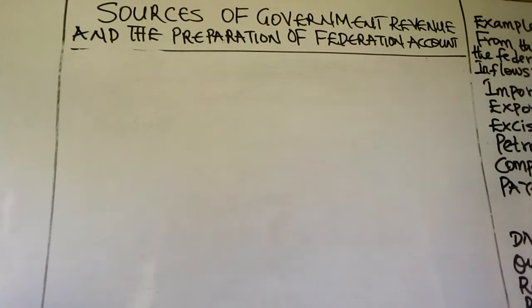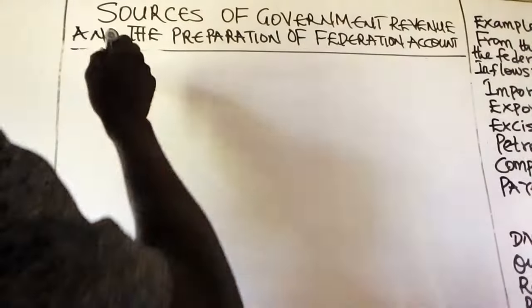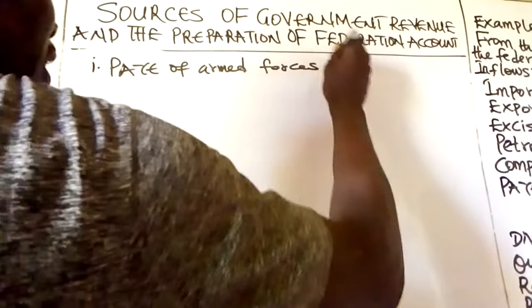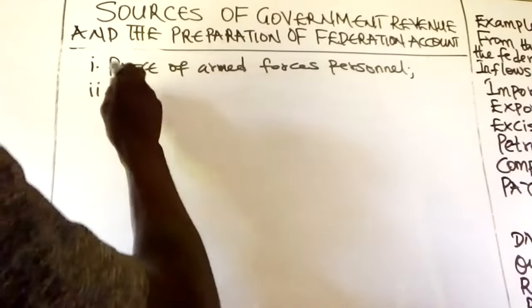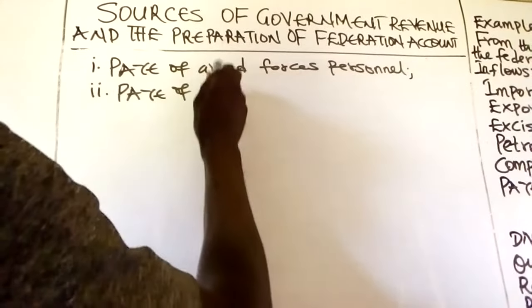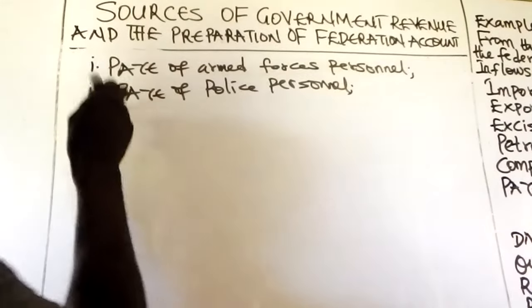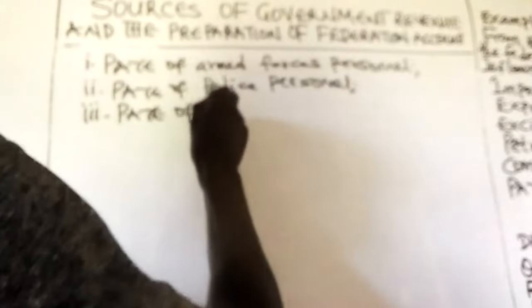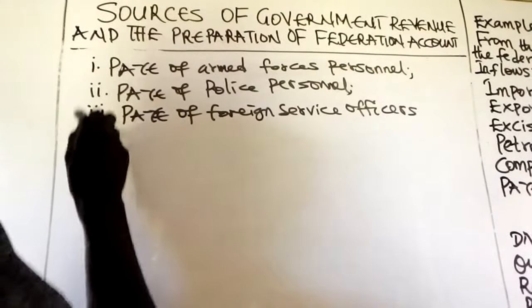From that definition, we have asserted that the following revenue should not be entered in the Federation account. Those revenues that will not be entered in the Federation account include the payee, that is pay as you earn, of armed forces personnel. The payee of police personnel will not be entered into the Federation account. From that same definition, we said payee of foreign service officers will not be entered in the Federation account.